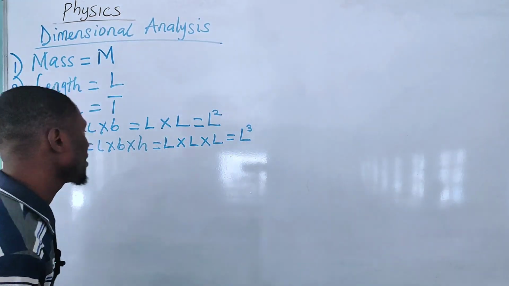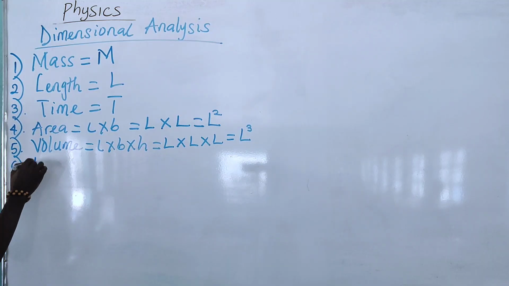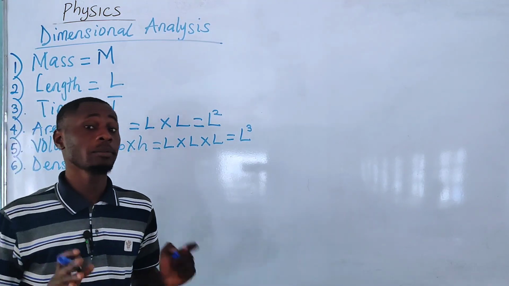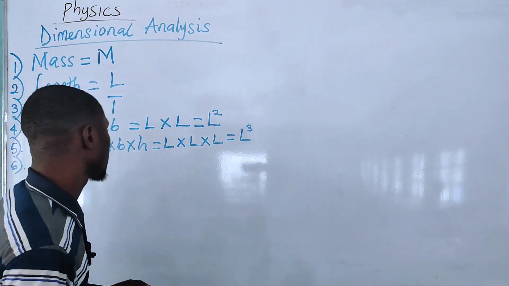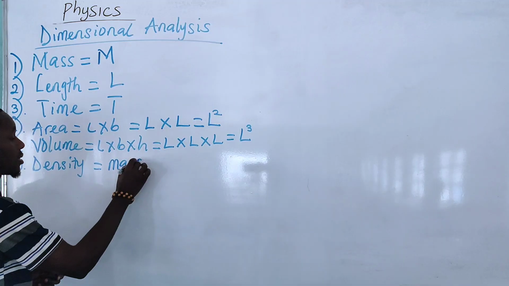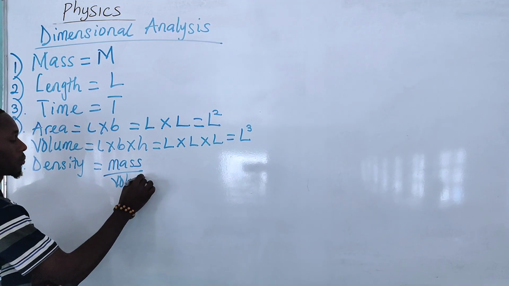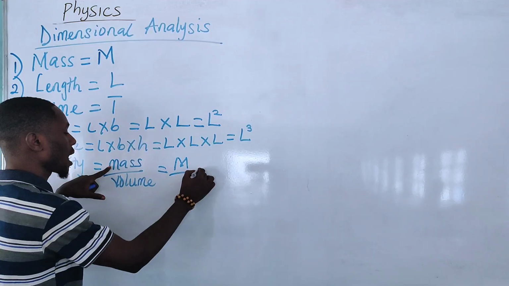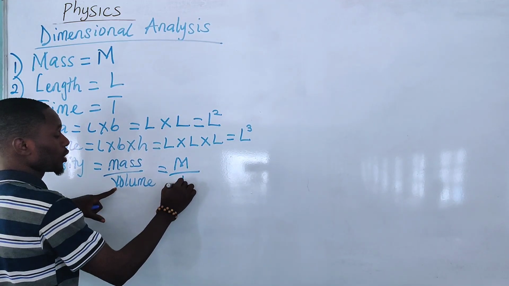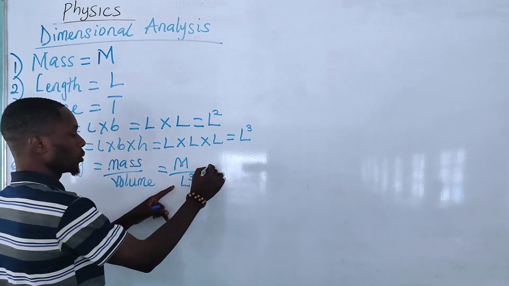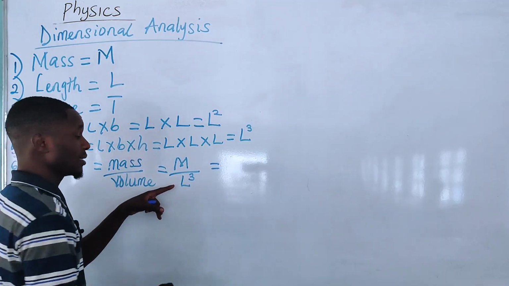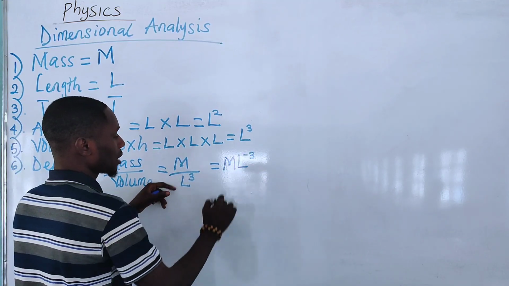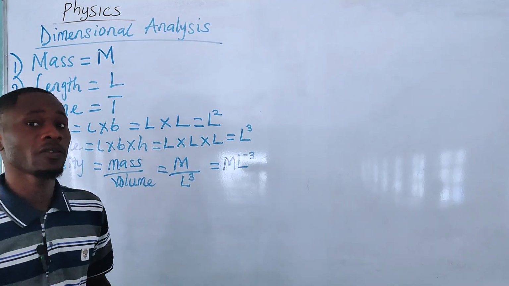Now, the next quantity is density. Let's look at density. Density we know is defined as mass per unit volume. So density is mass over volume. The dimension of mass we know is M, and the dimension of volume we already know is L cubed. So that gives us the dimension of density. From indices, I can write it as M L to the power minus 3. So that is the dimension of density.